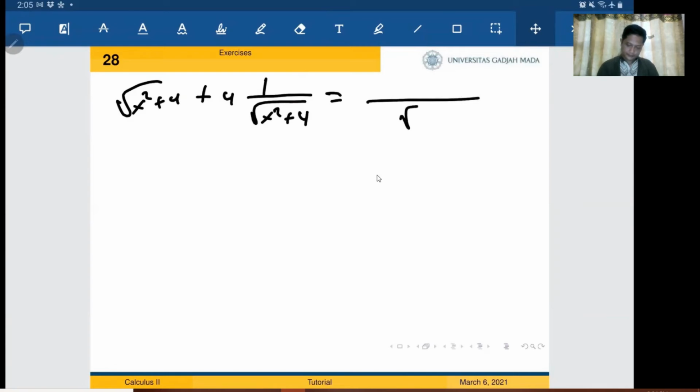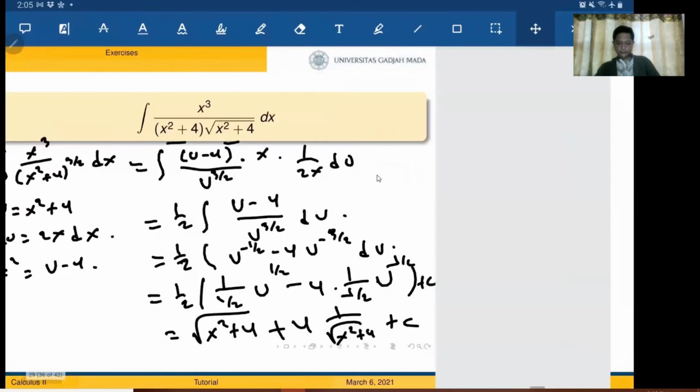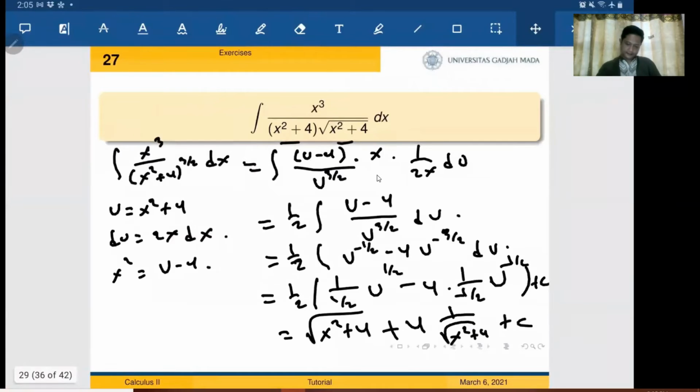Try to make it like this. So I multiply the left hand side, this part, by square root of x squared plus 4. I have x squared plus 4, right? Oh, I still have plus c, yeah. So I have x squared plus 8 over square root of x squared plus 4. Yeah, this one should be the easiest because I only have to substitute by one thing and the rest is like the standard form. So should be the easiest one compared to the previous two questions.